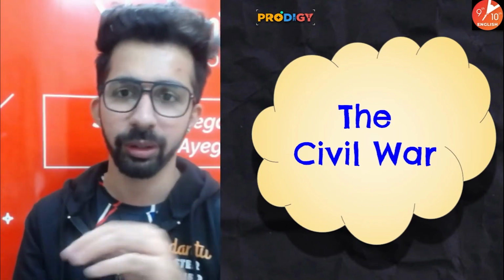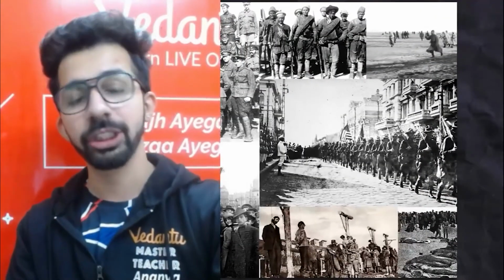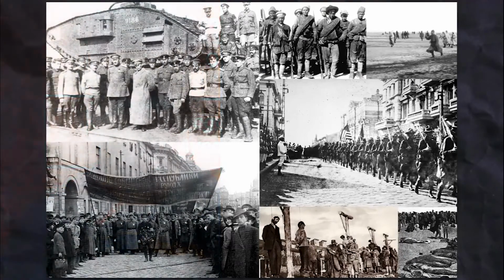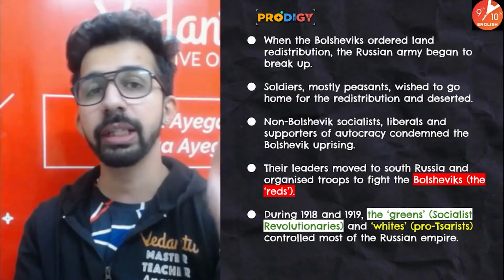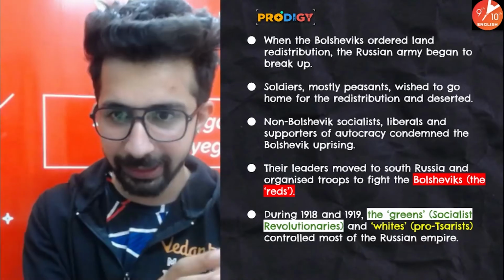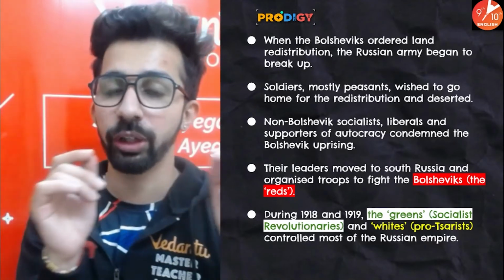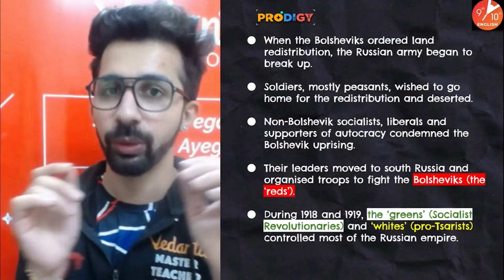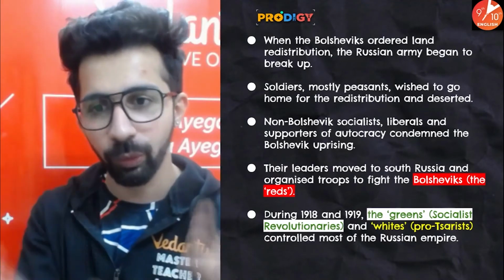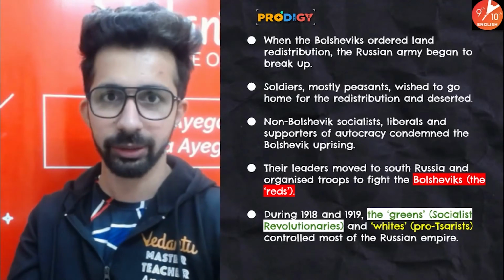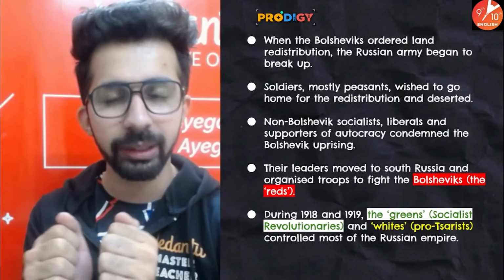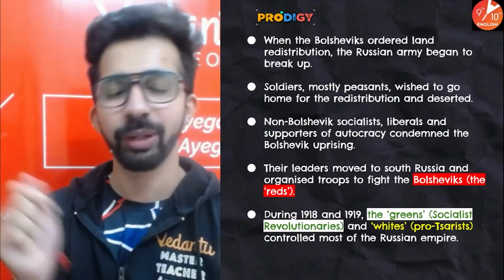So that is Civil War. In a similar way, guys, in Russia also Civil War started. Between whom? Guys, Civil War was actually between Bolsheviks on one side and socialist revolutionaries and pro-Tsarists on the other hand. Now guys, Bolsheviks were known as Reds and socialist revolutionaries were known as Greens and pro-Tsarists were known as Whites. So basically there was a war between Bolsheviks and socialist revolutionaries and pro-Tsarists. There was a war between these two and this came to be known as civil war.